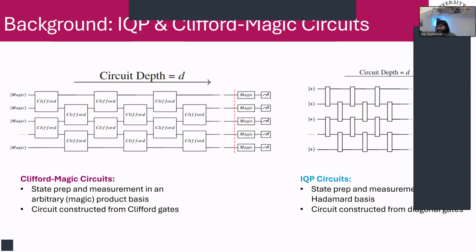The original Clifford magic circuit didn't involve magic on both sides. It was just magic at the input. But we're generalizing it and calling this the Clifford magic circuit. And you can see it's similar to the IQP circuit. Here the resource is magic, there the resource is coherence.